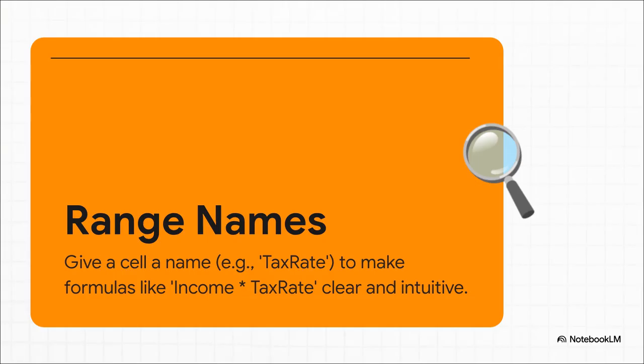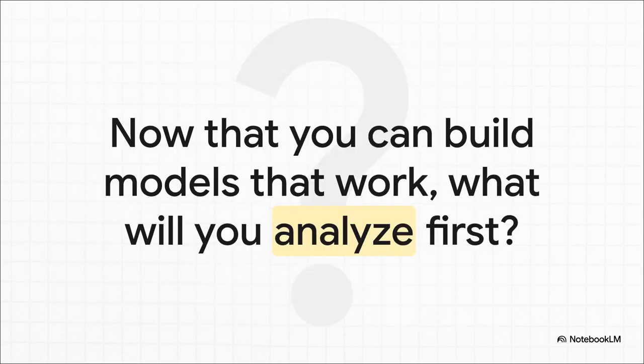And check this out. Instead of referring to a cell with a cryptic address like $D$5, you can actually give that cell a simple, memorable name, like tax rate. Then your formula literally becomes income times tax rate. How cool is that? It makes your models so much more intuitive and easy for anyone, including your future self, to read and understand. So there you have it.